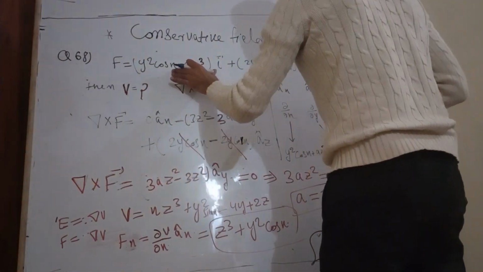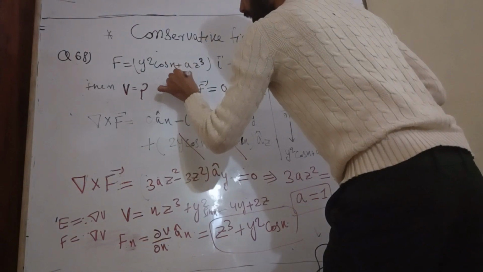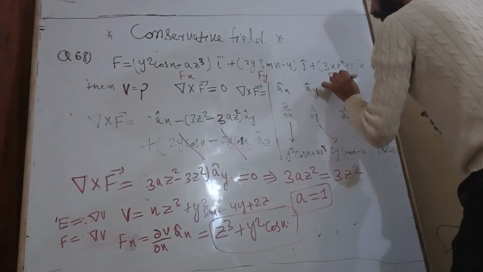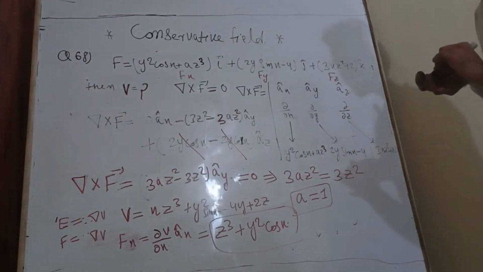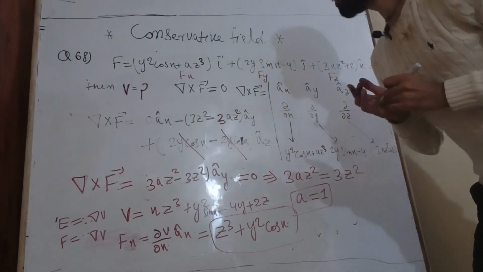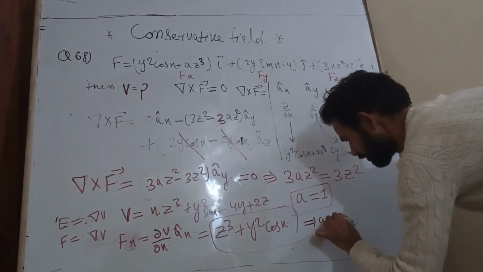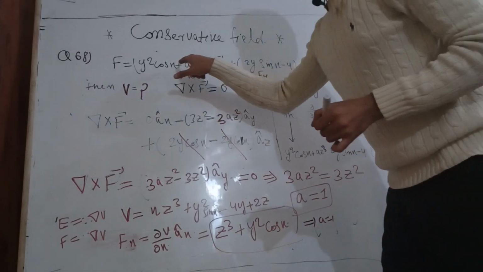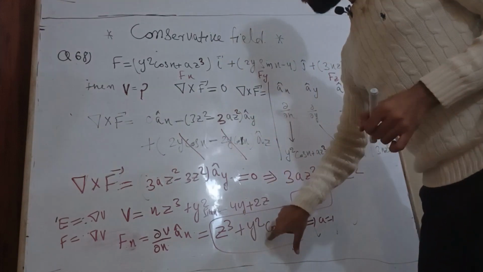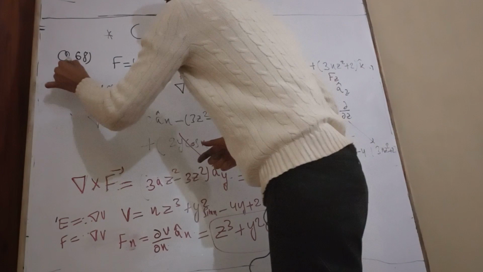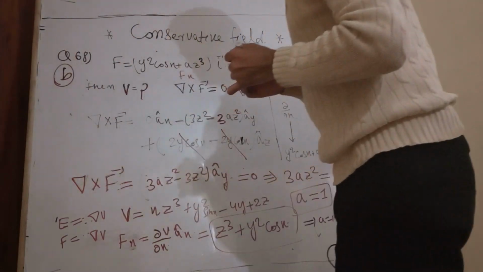So this is the conservative field. This is my Fx, this is my Fy, and this is my Fz. If you observe this Fx and Fx, both are equal when a is equal to 1. Here a is equal to 1, and here also a is equal to 1, and hence we can say that option B is correct.